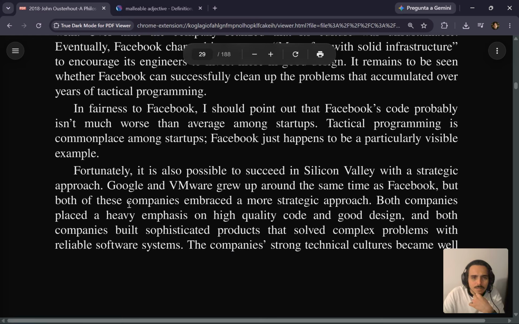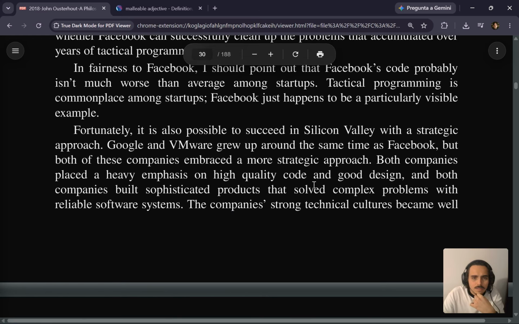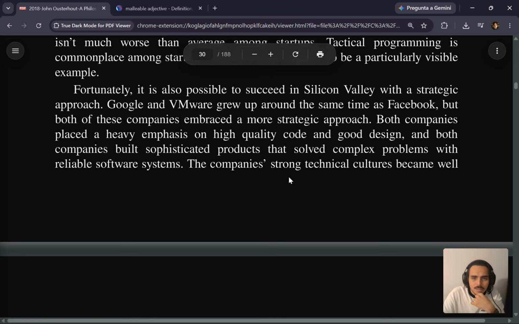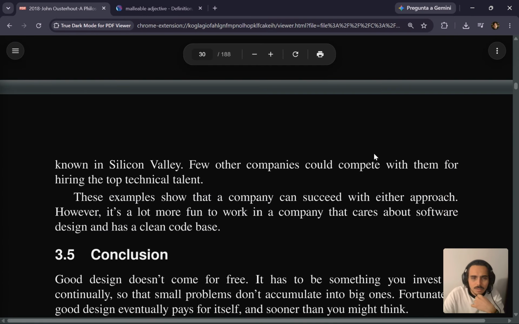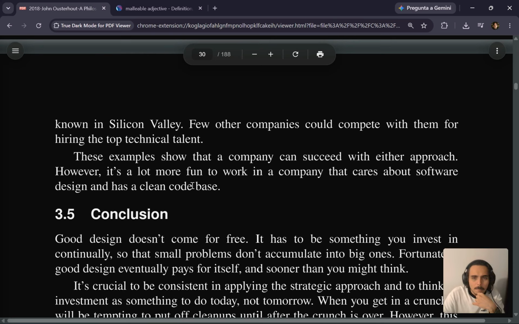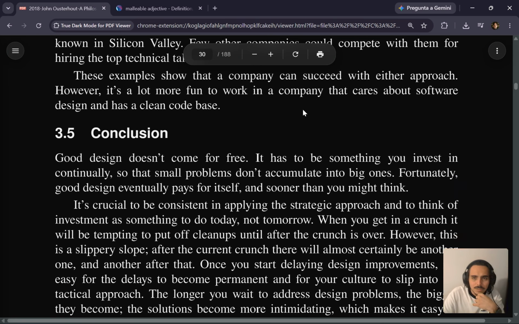In fairness, Google started with a strategic approach from the get-go. Both companies' strong technical cultures became well known in Silicon Valley. These examples show that a company can succeed with either approach. However, it's a lot more fun to work in a company that cares about software design and has a clean code base. You spend less time fixing bugs caused by tactical programmers, so you spend more time actually creating functionality and improving the system in general.